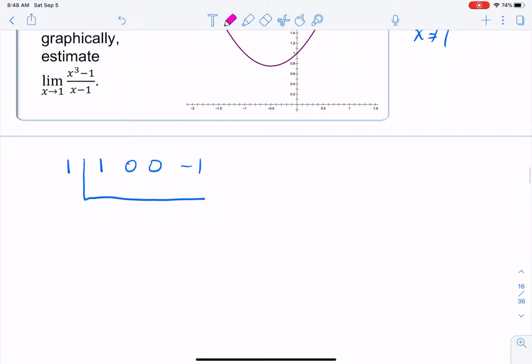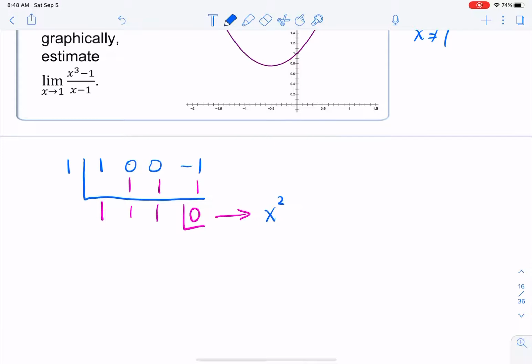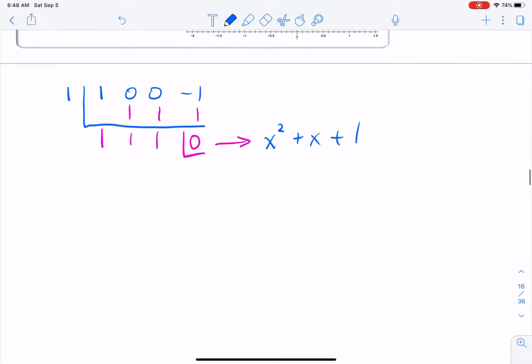Okay, synthetic division time. Let's see what you remember. I've got to bring down the 1, and then 1 times 1 gives me 1. Add these together, and multiply again: 1 times 1 is still 1. And 1 times 1 gives me a positive 1. Add those things together, I get a 0, and that's the remainder, which gives me a quotient of x squared plus 1x plus 1.